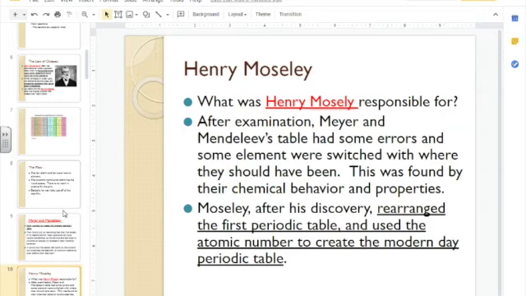Henry Moseley. He is the one who examined Mayer and Mendeleev's table and realized there were some errors with the elements, and some were switched with where they should have been. So he rearranged the periodic table and used the atomic number instead of the atomic mass to create the modern-day periodic table. So if you look at the periodic table, you'll notice sometimes the mass doesn't always go up, that it switches, but the atomic number will always go up. So that's why they use the atomic number and not the atomic mass.